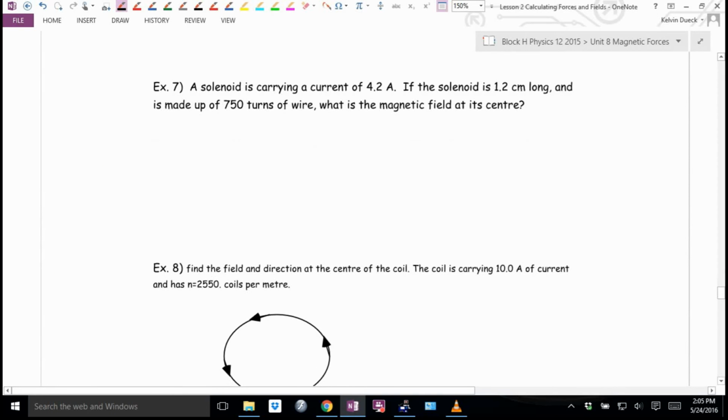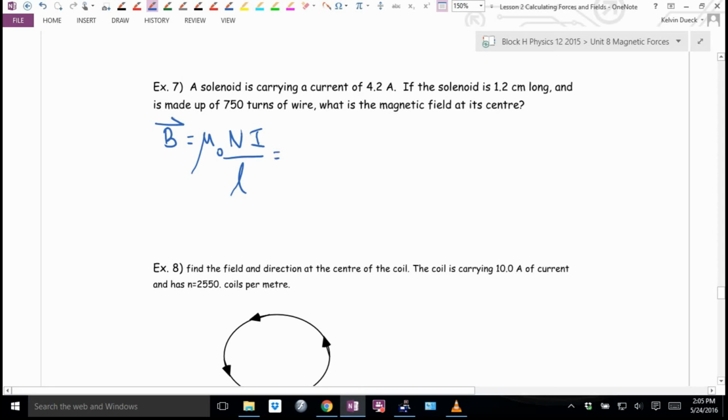Example 7. A solenoid is carrying 4.2 amps. If the solenoid is 1.2 centimeters long and it's made of 750 turns of wire, what's the magnetic field at its center? Josh, what does this question want me to find? Yep. And in this course, the only equation to calculate magnetic field that I'm going to give you is for a solenoid. It's mu naught n times I over L.